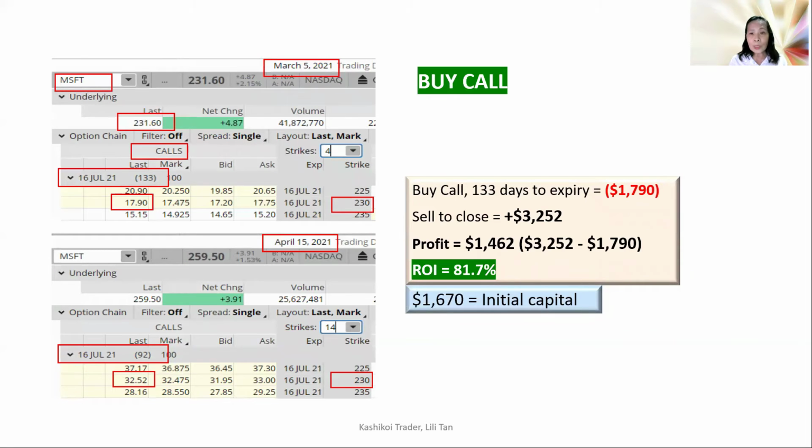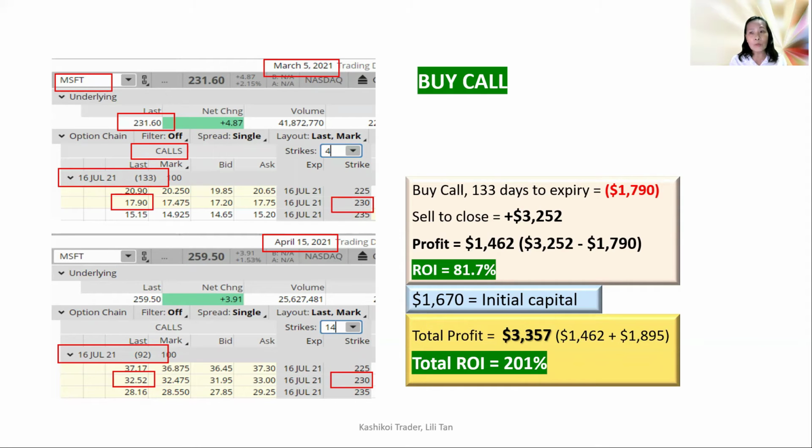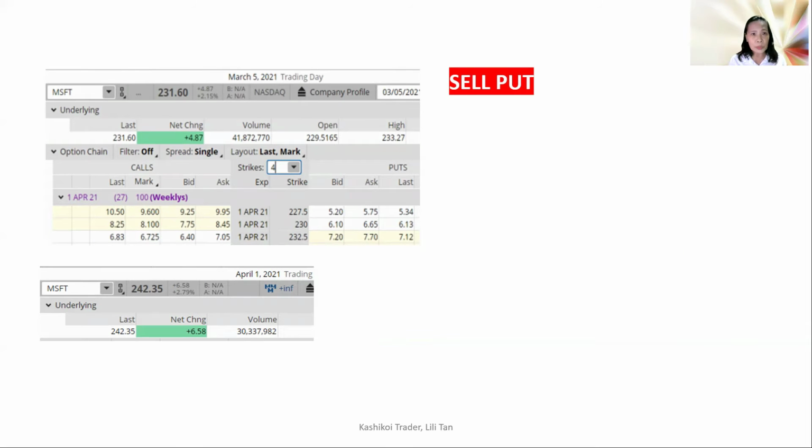Again, using my initial capital of 1.6K from the January transaction and this March transaction, my total profit in terms of dollars and cents would be 3.3K, or an ROI of 201% from my initial capital of 1.6K.